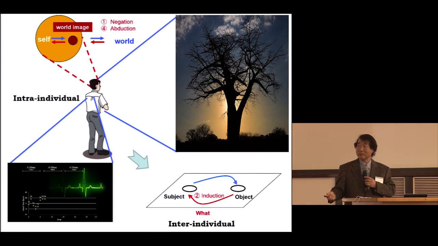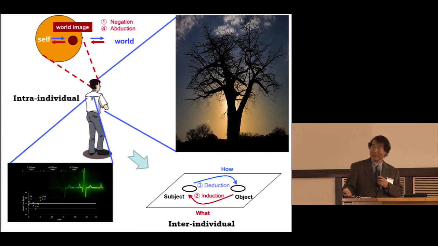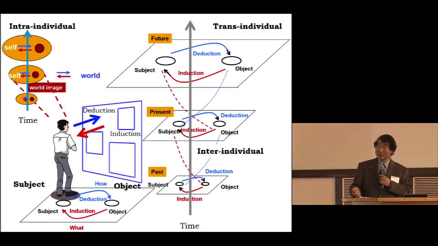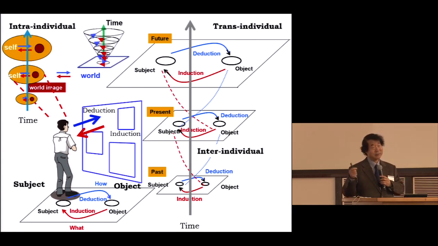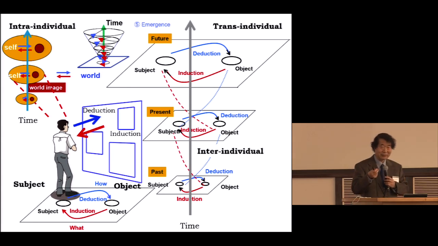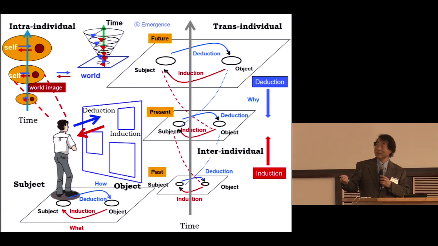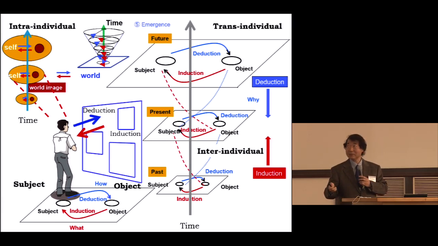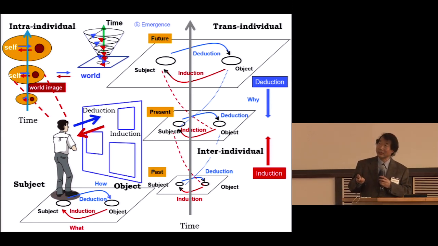And also, through induction, we understand what the object is, or through deduction, we try to predict how we understand the object. So as time proceeds, the situation looks like a spiral pattern. As a result, emergence occurs. It means that we can see a new perspective in the future. Then, from the future perspective, we can now understand why we are doing something now. This is meta deduction. And from the past and present way we are thinking, induction. This is a new dimension in addition to the original one.